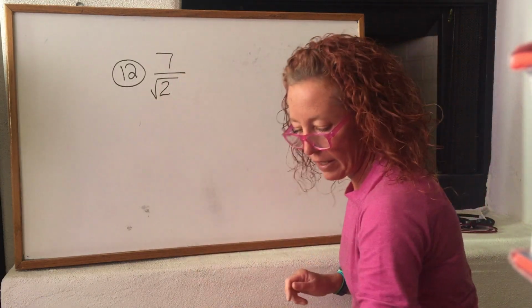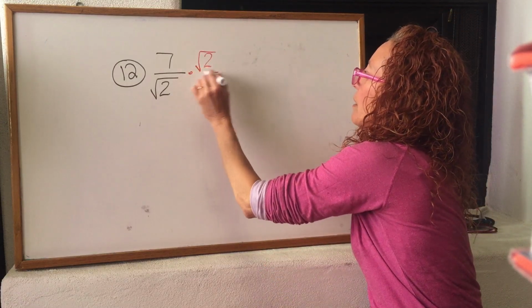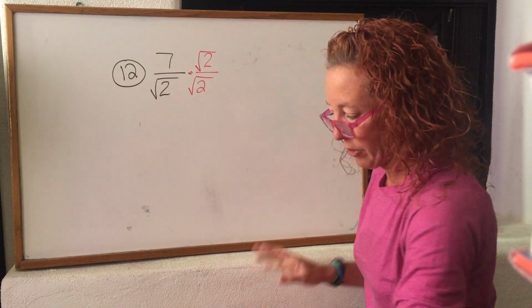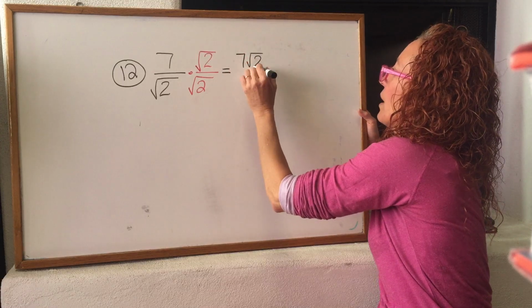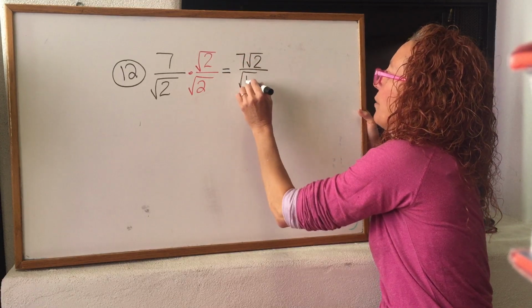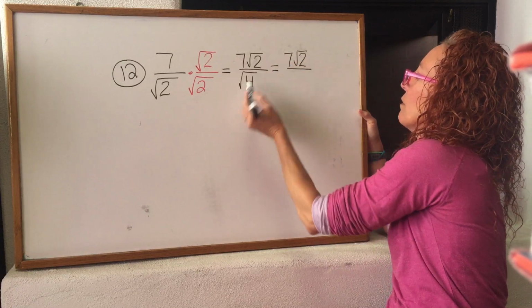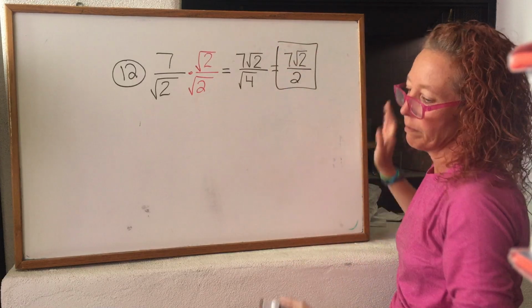So whatever that is, you multiply the numerator and the denominator, so you don't change the value. So now we have 7 radical 2 over the square root of 4. So that's 7 radical 2 over square root of 4, which is just 2.